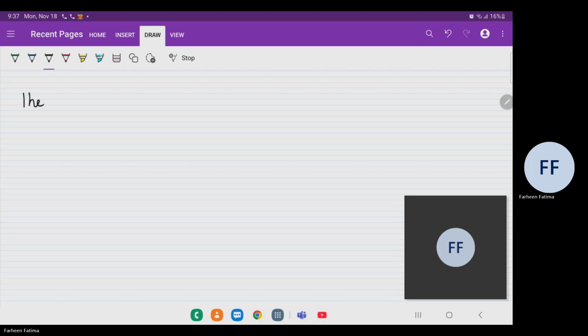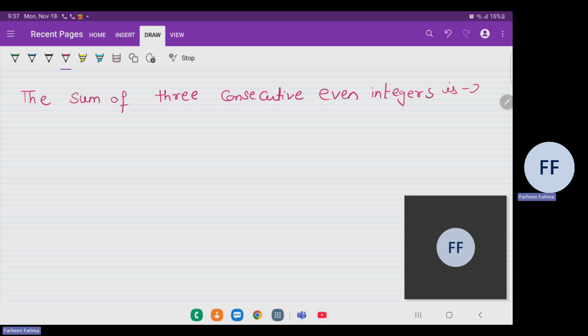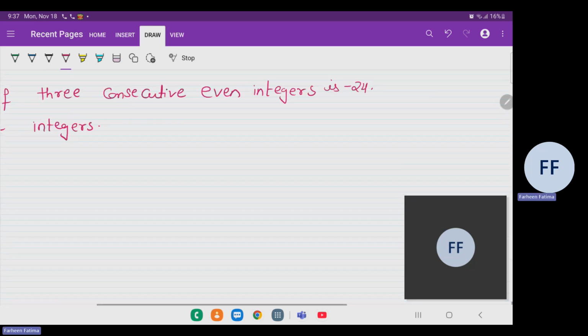Now let us look at the question here. The sum of three consecutive even integers is minus 24. Find the integers. Now here I just want to share the rule with you.